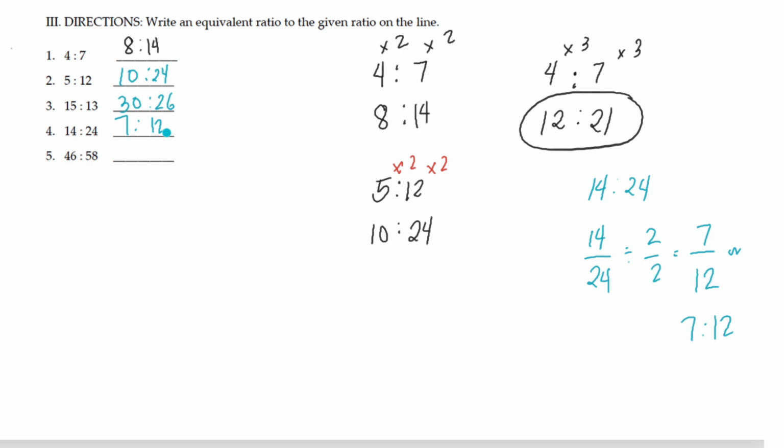Next is 46 and 58. So, if we simplify that one, the answer is 23 is to 29. So, we have 23 is to 29. So, dinivide ko lang sila pareho kay 2.